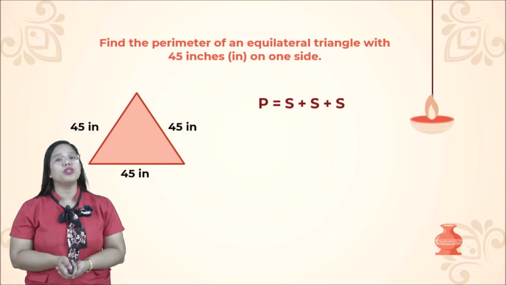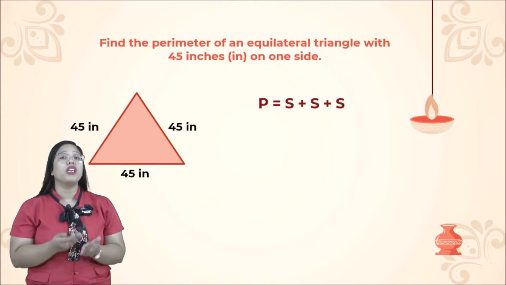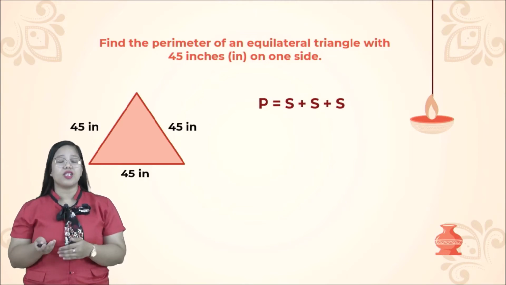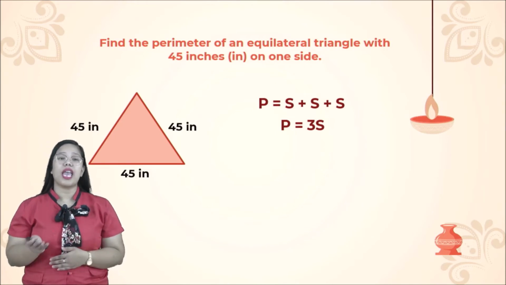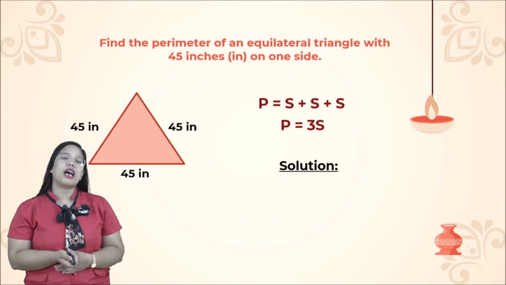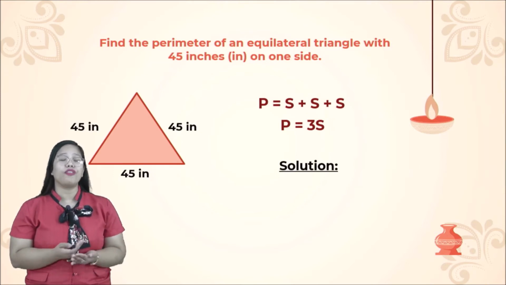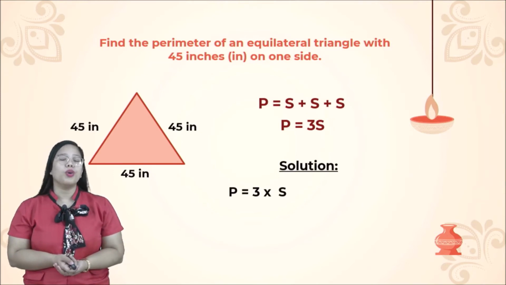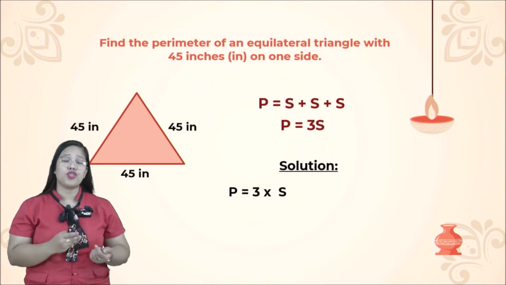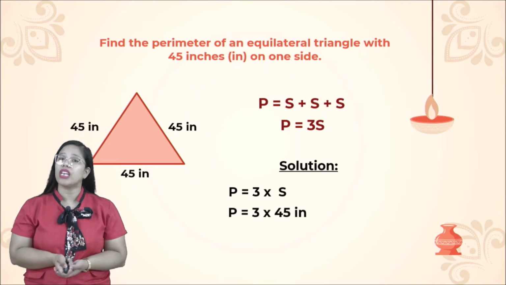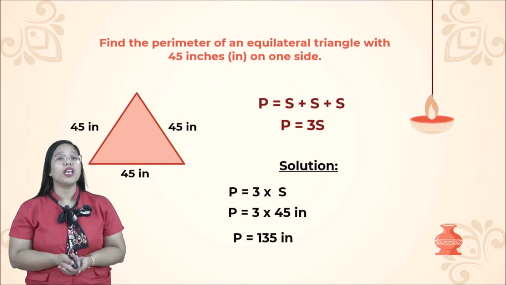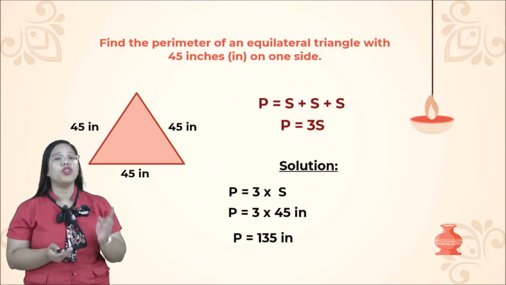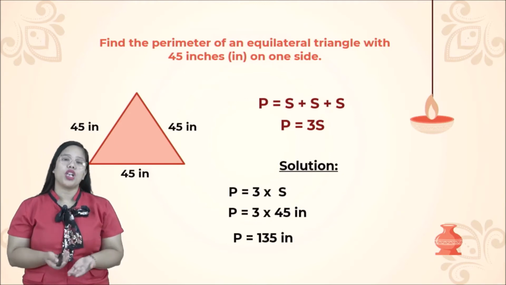So we will conclude that our formula will become S plus S plus S, or we can simply use the formula P equals 3S. We need now to find out the perimeter of this equilateral triangle. So 3 times, we need to substitute the value of S, which is 45 inches. So we need to multiply 3 times 45. So the answer will become 135 inches. Don't forget to put the inches, or the unit of measure, of each polygon.